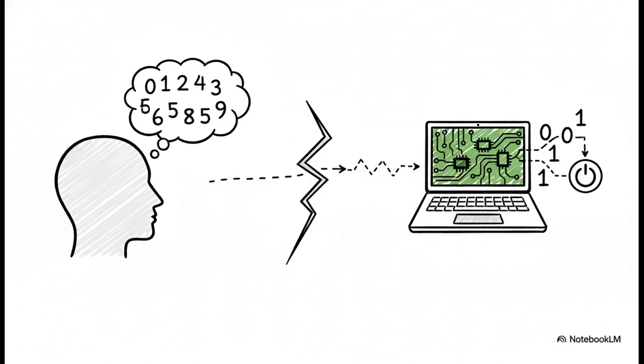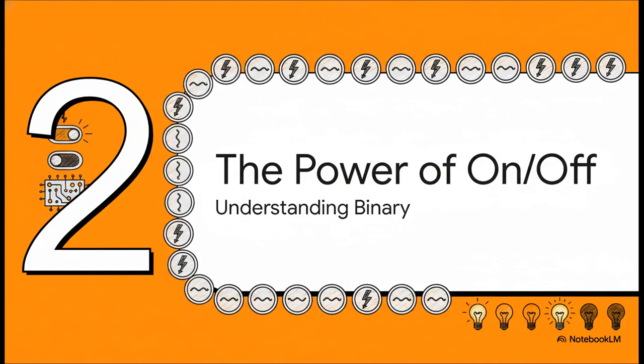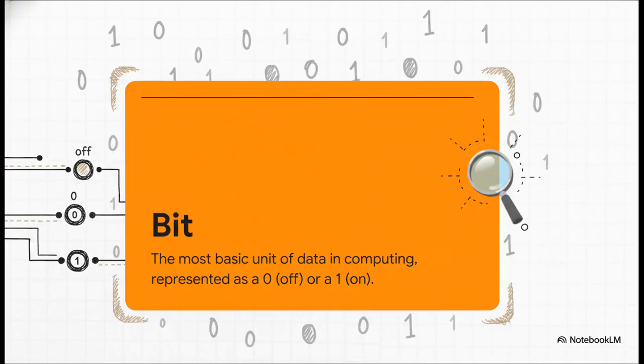But computers, they run on electricity. And for any circuit inside that machine, there's either a signal flowing, on, or there isn't, off, just two states. That's the gap we need to bridge. To make that leap, we have to learn the computer's native language. And it's a language built entirely on that super simple idea of on and off. It's called binary. Let's start with the absolute smallest building block, the bit.